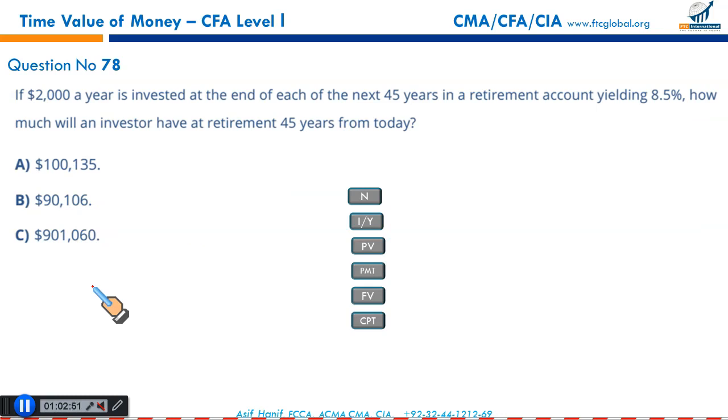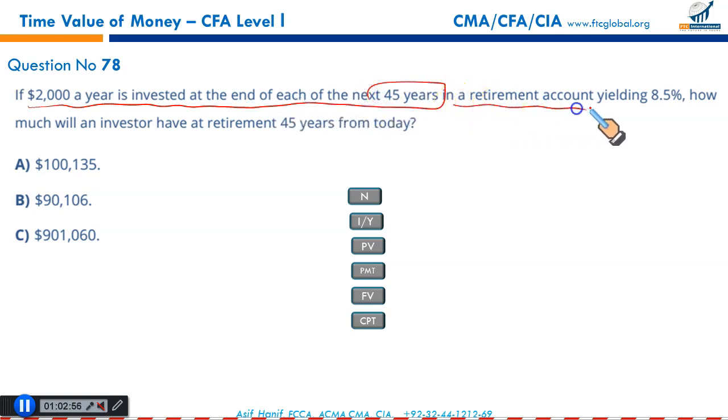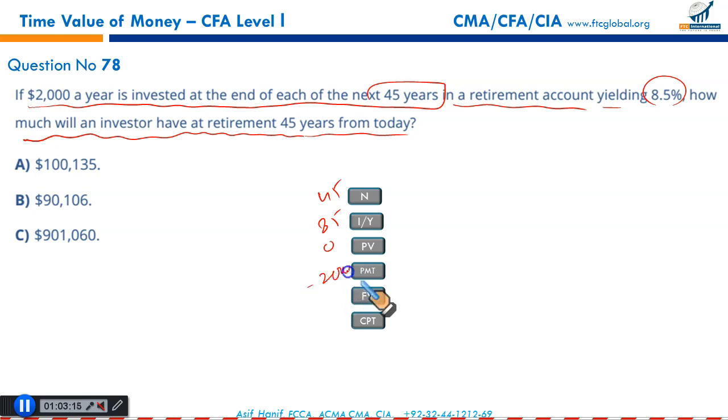Next, if $2,000 a year is invested at the end of each of the next 45 years in a retirement account yielding 8.5%, how much will an investor have at retirement, 45 years from today? No compounding within a period, simply yearly compounding, 45 periods, 8.5% is the rate, present value 0, regular recurring payments of $2,000. You just have to calculate the future value: punch in the numbers, and you get your result. 901,060 is the future value of 2,000 periodic payments for 45 years compounded at 8.5% per year. So that gives you C as the correct option.